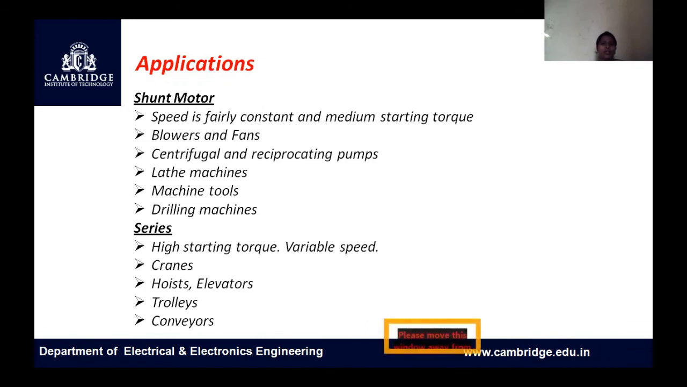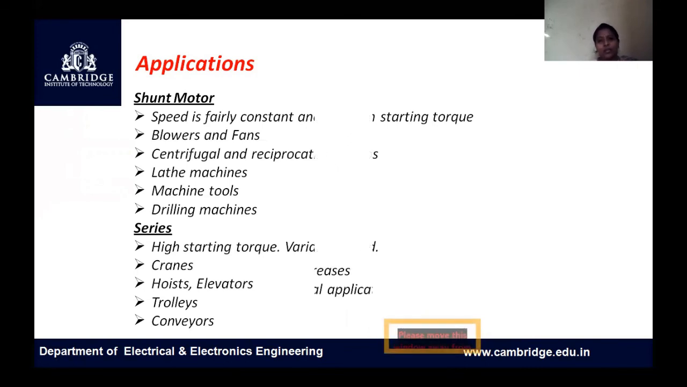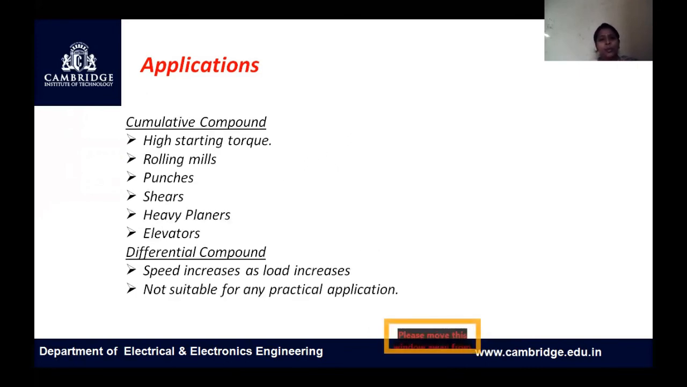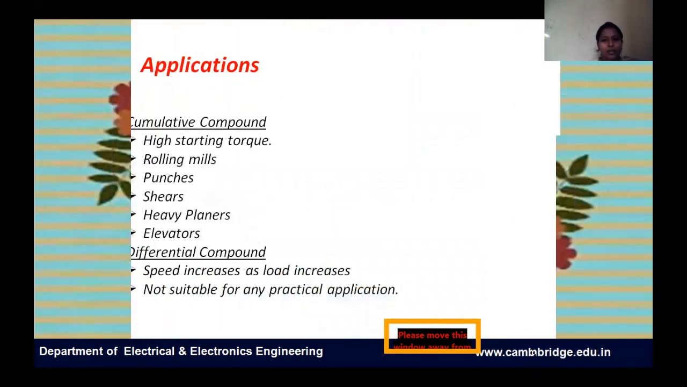Here, mainly the DC shunt motor and the DC series motor. Shunt motors are used in lathe machines, machine tools, drilling machines, and also in blowers and fans. Series motors can be used where high starting torque is needed, in variable speed drives, cranes or elevators, trolleys, and conveyors. Much more applications are there. Each type of motor can be used in different segments and applications.